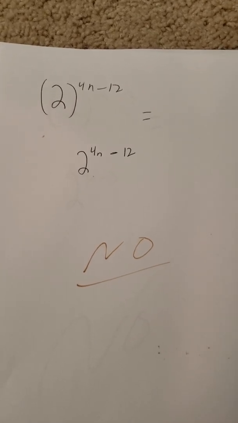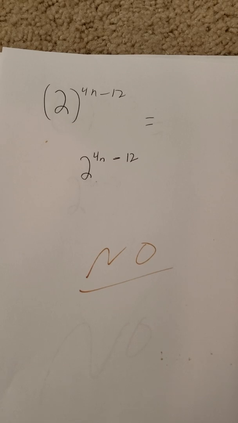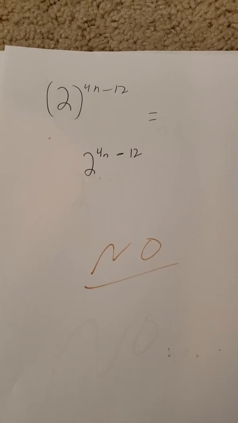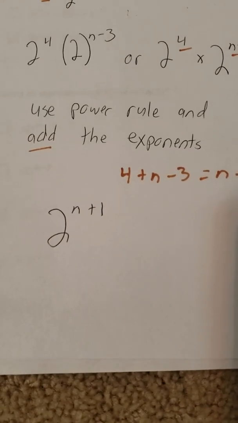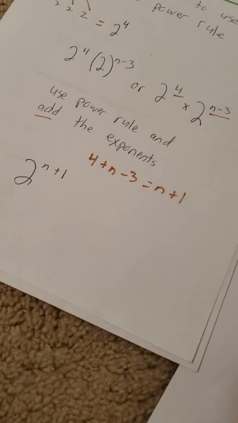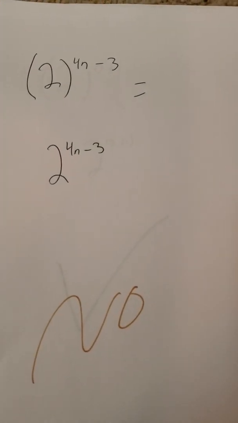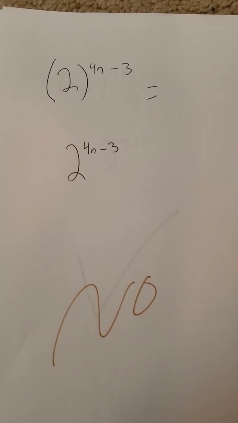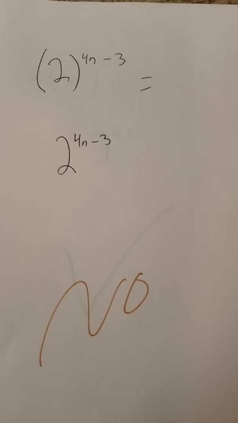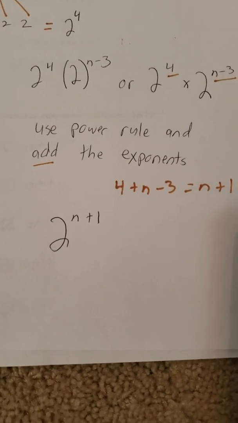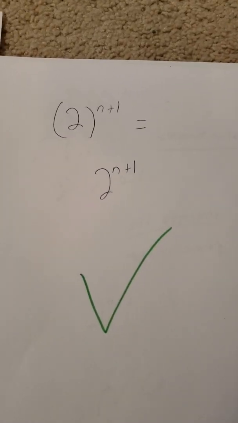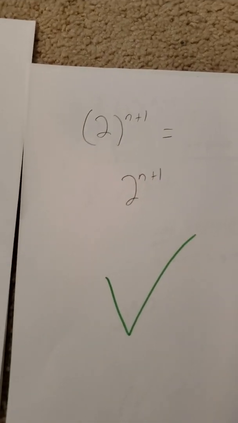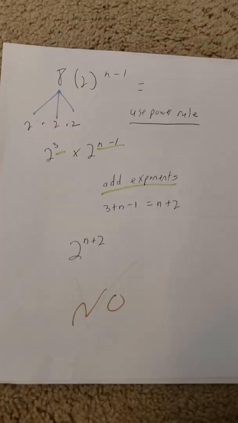So for our first equation, we have 2 to the 4n minus 12 equals 2 to the 4n minus 12. Therefore, the answer is no. It is not equivalent to the initial problem. For our second equation, we have 2 to the 4n minus 3 is equal to 2 to the 4n minus 3. So therefore, the answer is no. It is not equivalent to our initial equation. For our third equation, we have 2 to the n plus 1 equals 2 to the n plus 1. Therefore, this equation is equivalent.